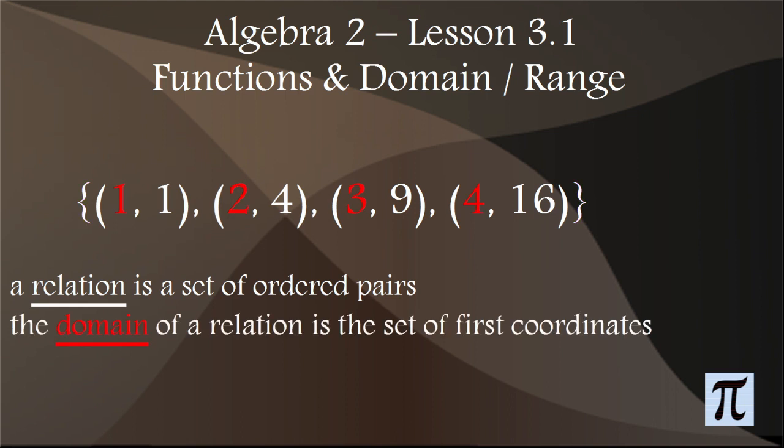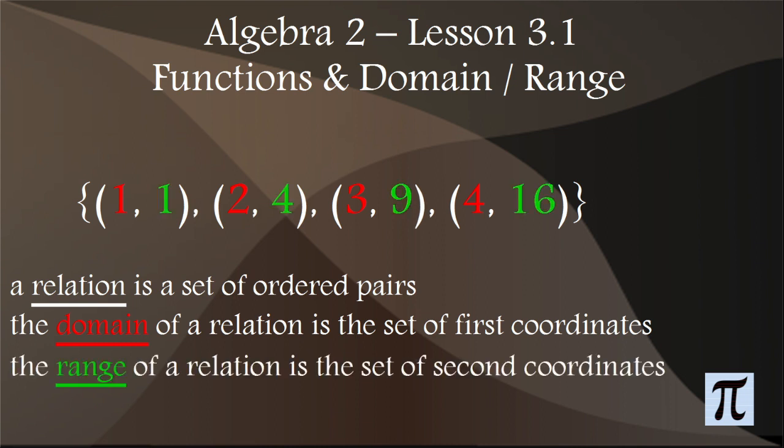The domain of a relation is the set of first coordinates. So in this case, the domain of this relation is 1, 2, 3, and 4. The range of a relation is a set of second coordinates. So the range would be 1, 4, 9, and 16. Domain and range do not need to apply to only numbers.